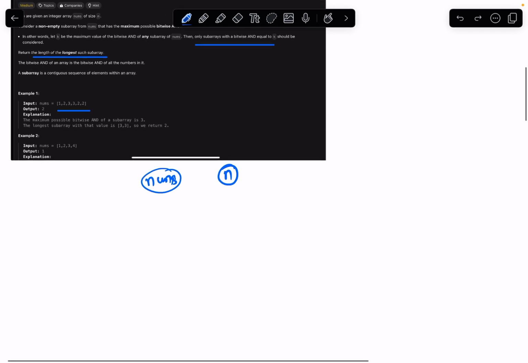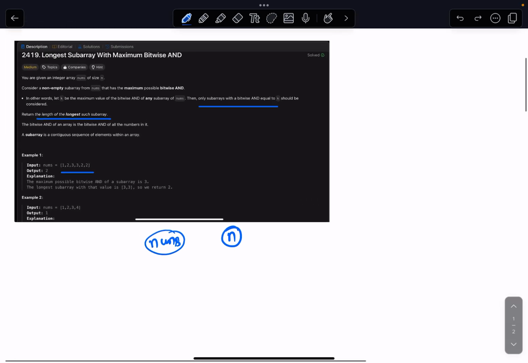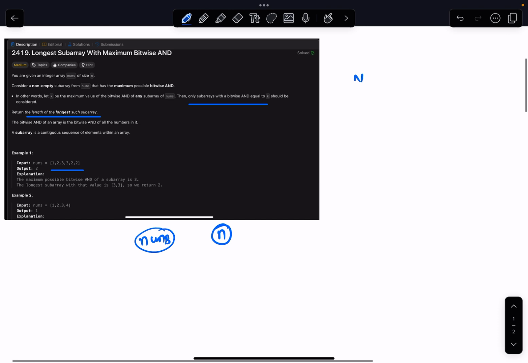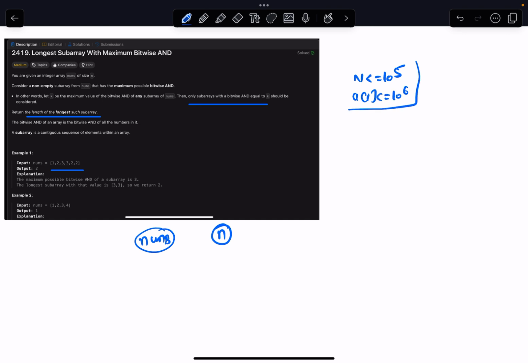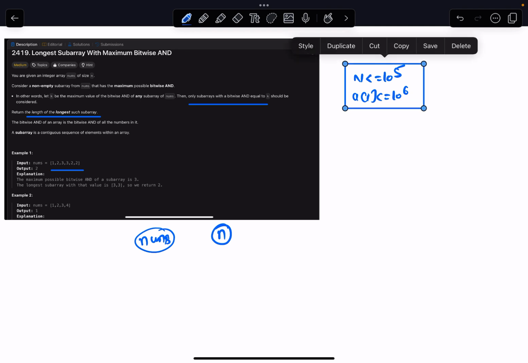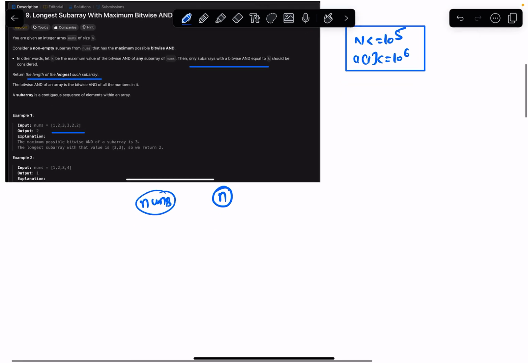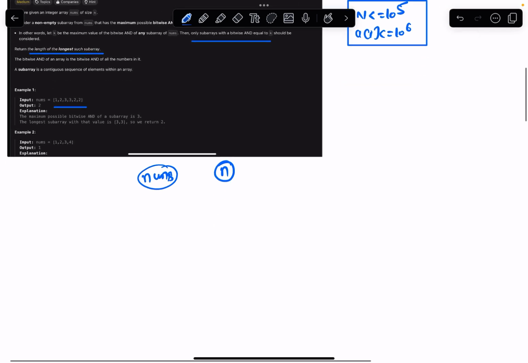First we understand the question, and the range of this question: the n value will be up to 10 to the power 5, and the range of a of i is 10 to the power 6. Now first we understand what a subarray is.